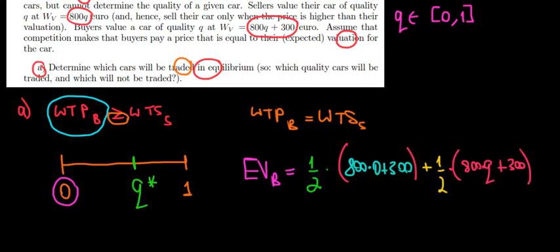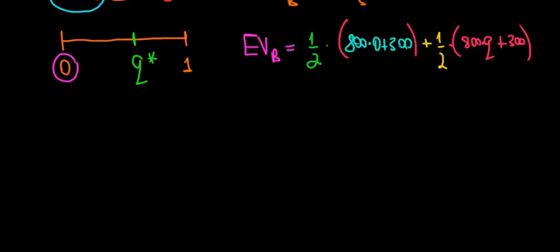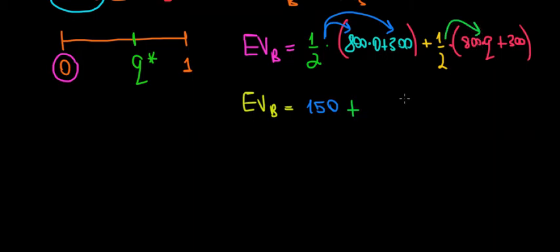And now it's a matter of math over here. Let's see how we're going to solve the math. We will have the expected value of the buyer equals 1 over 2 times 800, which is going to be equal to 400 plus, 800 times 0, so that's going to be just 0. And 1 over 2 times 300 is just 150. So 150 plus 1 over 2 times 800 times Q, that's 400 times Q. Plus 1 over 2 times 300 is going to be 150 again, so plus 150.